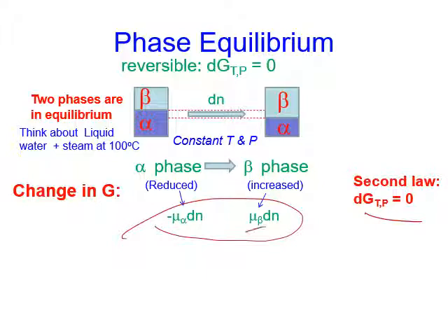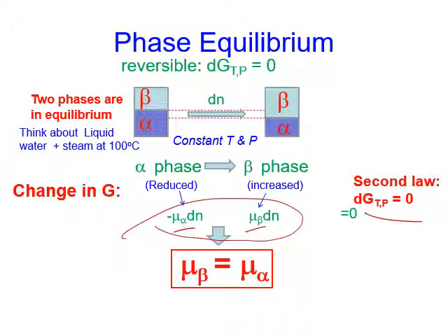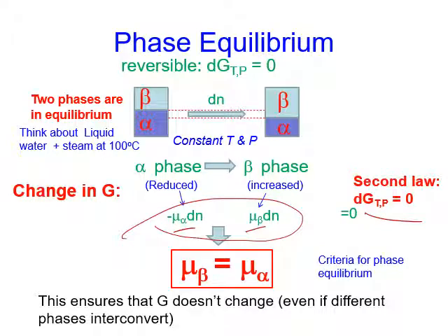In this case, the chemical potential of alpha and beta has to be the same. So mu alpha must equal mu beta. Then even if you have a change from alpha to beta, delta G will be 0. On the other hand, if beta to alpha, the delta G is still 0 because they have the same chemical potential, and this ensures the Gibbs energy will not change whether you have a small phase change from alpha to beta or beta to alpha. They are in equilibrium. There's no natural direction of the change.